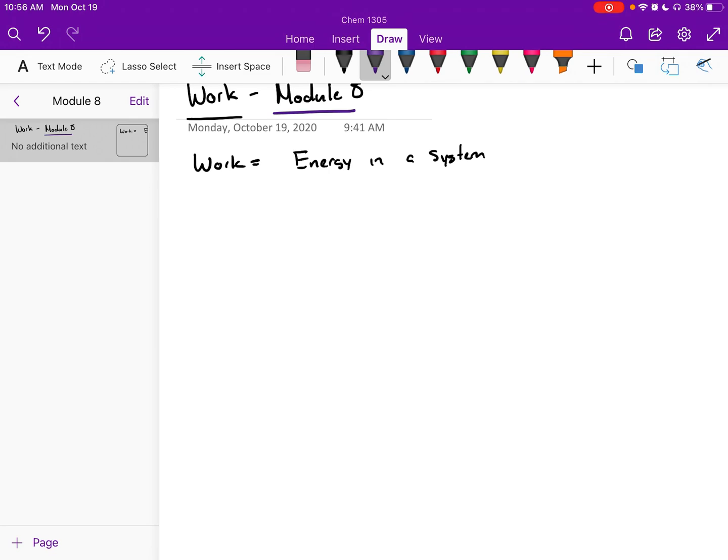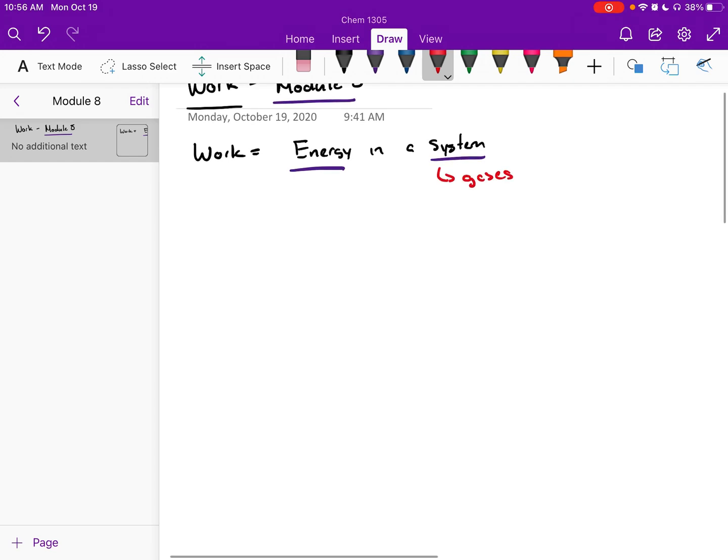So what is work? Work is just the energy within a system, and when we're talking about system, we're talking about gases, right? So work is equal to negative pressure times delta V, or negative P delta V, whatever you need to do to memorize this, right? So let's break this down.